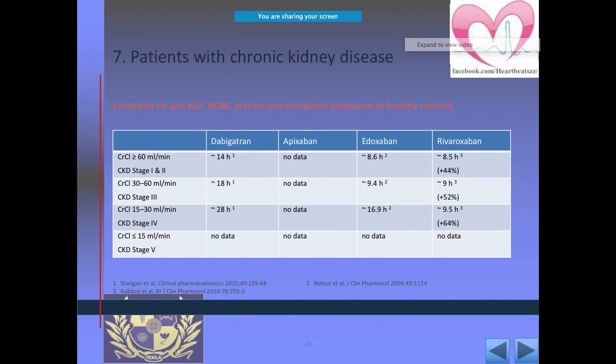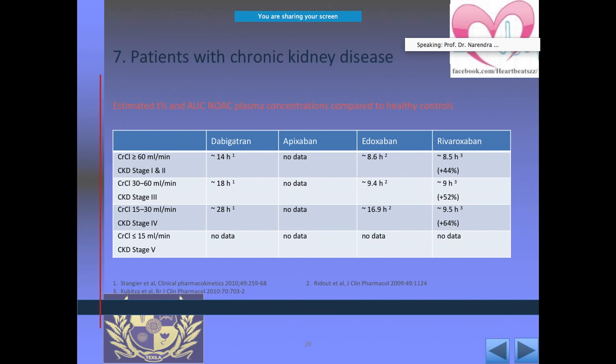So what is the problem? What is happening in renal disease, as I was telling? For dabigatran, the important thing is that the half-life is pretty long, up to 14 hours. You should have a good idea about the half-life and the plasma concentration as well.